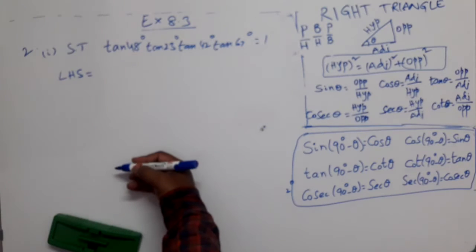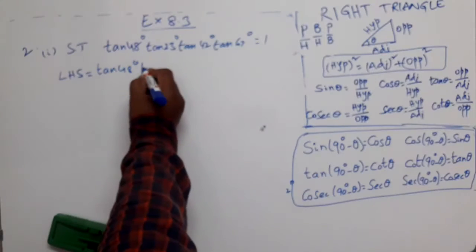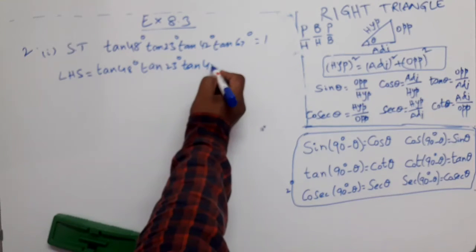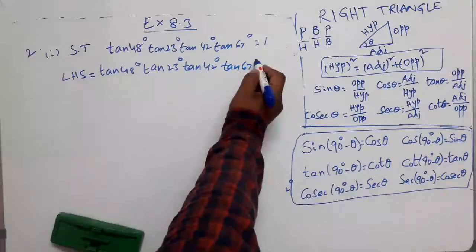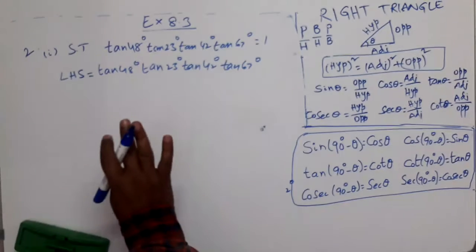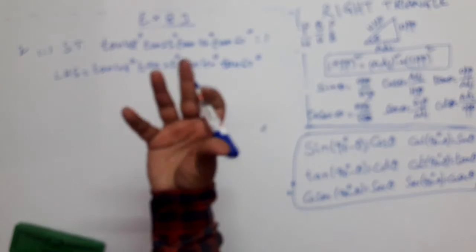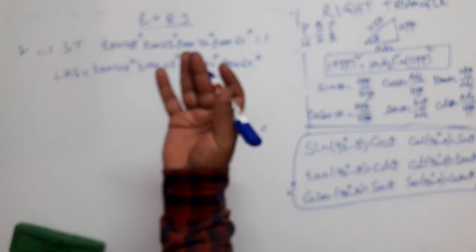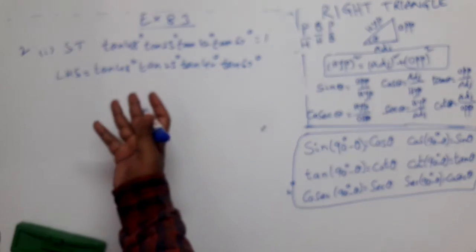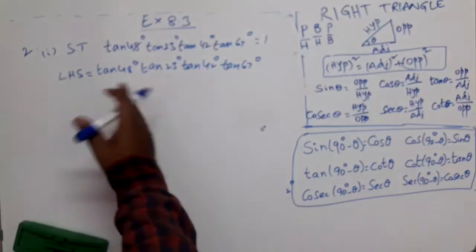See, left hand side part is this, tan 48 degrees and so on. What have you observed? Do you know the values directly of tan 48 degrees or tan 23 degrees or tan 42 degrees or tan 67 degrees? No, you don't know the values. You know the values of the trigonometric ratio tan for some specific angles, there are 5 specific ratios. What are they? 0 degrees, 30 degrees, 45 degrees, 60 degrees, 90 degrees. Of course, you know. But these angles are different. So you cannot write the value of this directly and simplify, right?